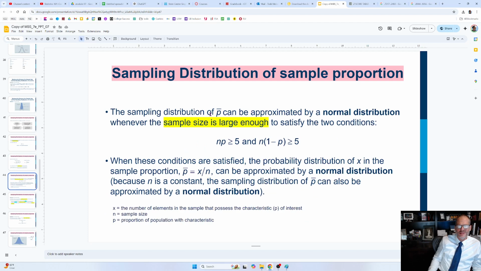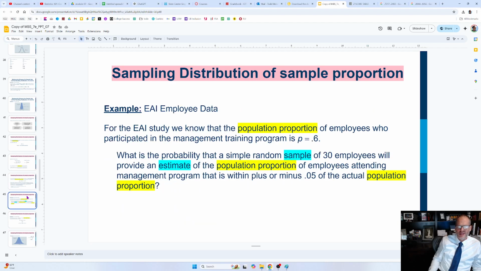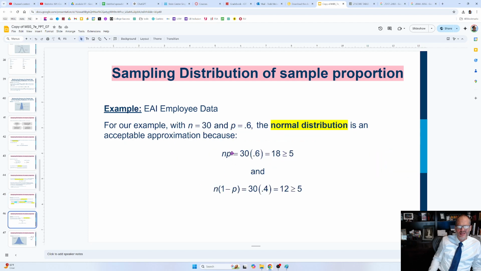The sampling distribution of the sample proportion can be approximated by a normal distribution whenever the sample size is large enough to satisfy these two conditions. We'll see this in a second. When those conditions are satisfied, the probability distribution of x in the sample proportion notation, x out of the sample size, like 14 out of 72, can be approximated by a normal distribution because n is a constant. The sampling distribution of the sample proportion can also be approximated by a normal distribution. Okie dokie, it's a normal distribution.